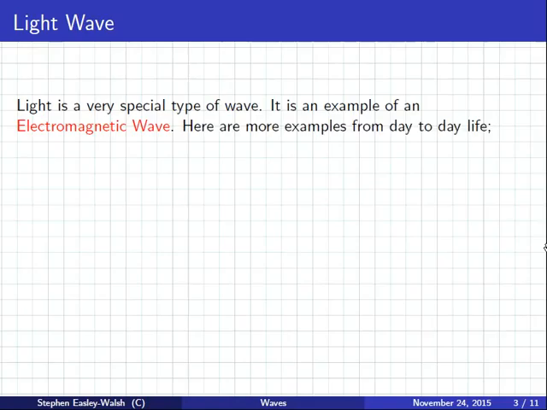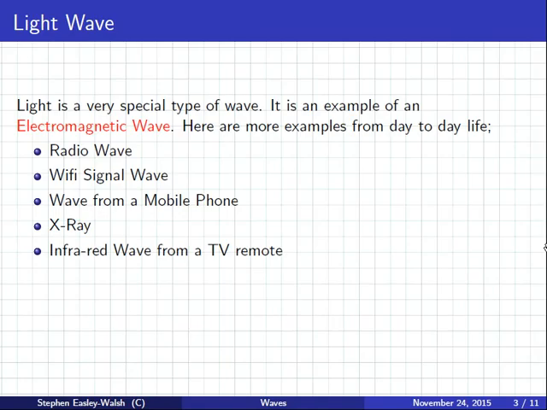Here are more examples of electromagnetic waves. Okay, so here are other examples. A radio wave is an electromagnetic wave. A Wi-Fi signal is an electromagnetic wave. A wave from a mobile phone, that's an electromagnetic wave. An X-ray, when you go to the hospital. Infrared from your TV remote. I think it would be good if you write these examples down, because sometimes for the wave question they ask for examples of things. So these are all examples of electromagnetic waves.